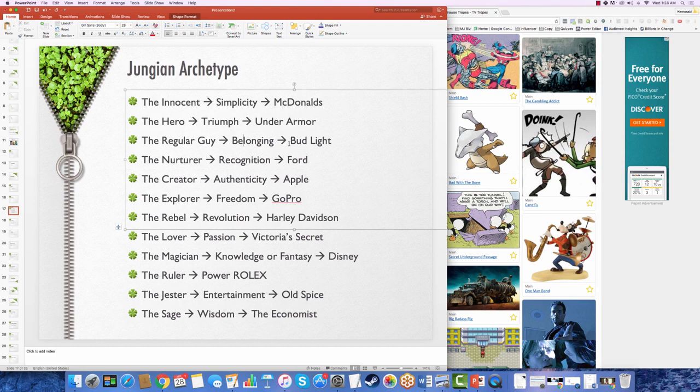Now, knowledge is different from wisdom, and we will talk about that in a second, but the best brand that exemplifies the idea of the magician is Disney. And Disney loves to tell stories. They love to tell stories that everybody adheres to. They also are in the entertainment business in several different ways. They make movies, they have theme parks, all that kind of stuff.